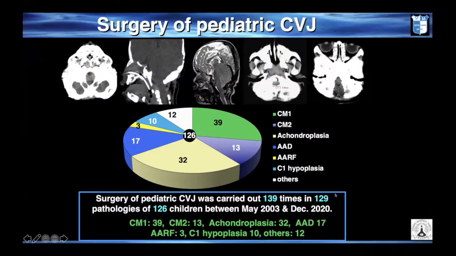And so far, for the last 18 years, I have operated 139 surgeries, pediatric cranio-vertebral junction surgery, in 129 pathologies, in 126 children. The background of diseases are like this.